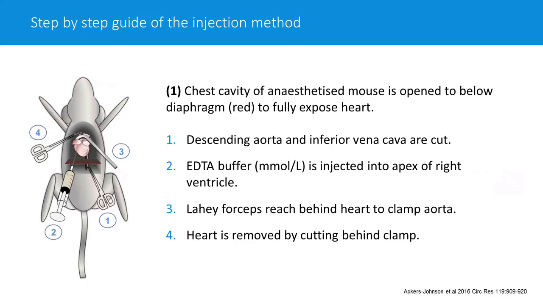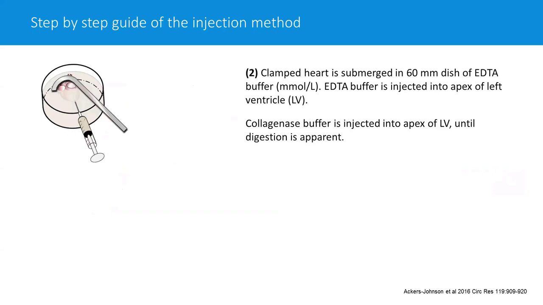And immediately you should be able to see that the contractions of the heart start becoming attenuated. And within probably 2 to 3 minutes, the heart will stop contracting because the calcium is quenched completely. Then we use the Lahey forceps to reach behind the heart to clamp the aorta, and then the heart is removed by cutting the aorta behind the clamp. Next step is to move the clamped heart and submerge it into a dish of EDTA-containing buffer. And EDTA buffer is then injected into the apex of the left ventricle.